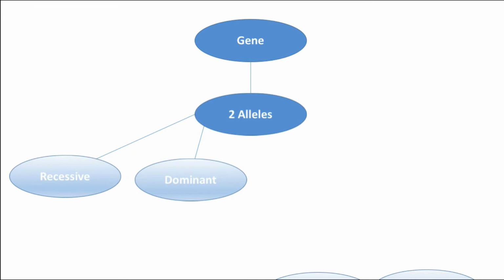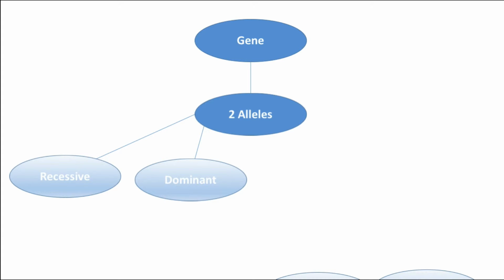A dominant allele, which is represented by an uppercase letter, is the allele that shows its trait whenever present. Only one dominant allele is enough for showing its trait. A recessive allele, on the other hand, is less likely to show its trait. Two recessive alleles should be present for the trait to be shown.